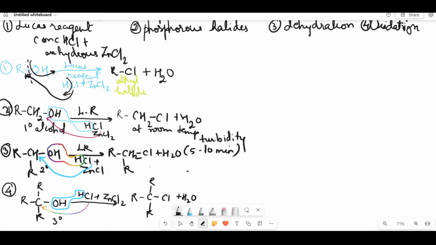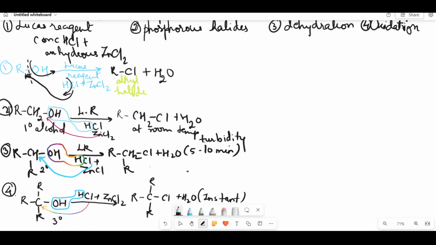This will happen when we use tertiary alcohol, that is 3-degree alcohol, and it won't take any time. This will happen instantly. Instant reaction means the solution will turn turbid. Turbid means it will look like, not exactly like buttermilk, but similar to that. Jelly kind of thing is called turbid. So we will find a turbid solution here at room temperature.